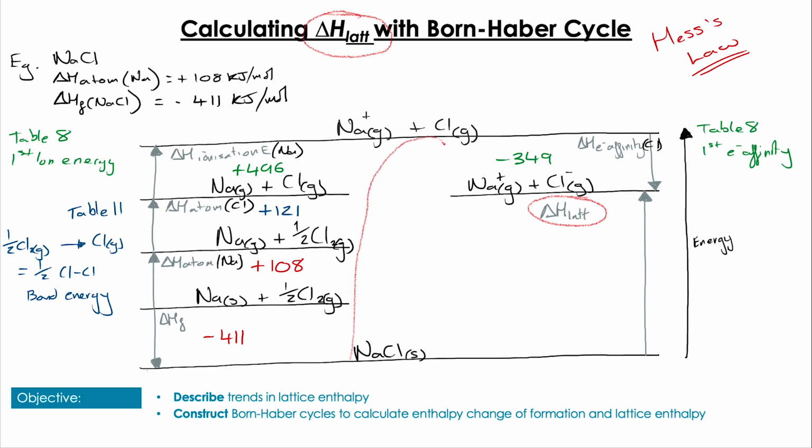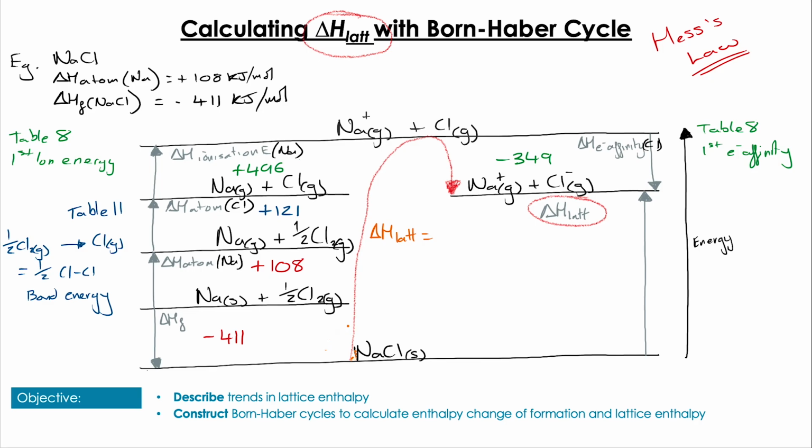So you'll remember that Hess's law states that whichever route we take, all the energy changes will be equal. So we can sum total all of these energy changes following this arrow, and that will give us the value for lattice enthalpy.